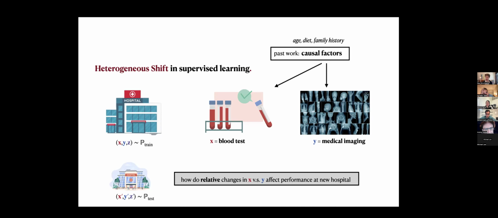So there's been a lot of work on understanding these kinds of effects. Much of the past work focused on causal effects, right? So we might imagine that age, diet, and family history, all these underlying causal factors, might affect your blood work or your imaging. And these are latents that affect what the disease progression looks like. But in this talk, I'm not going to focus on causal factors. I think there's been a lot of amazing research in that direction already. Instead, I'm going to present an idea that statistical factors can also be really important in understanding distribution shift. And I'll explain what this means.